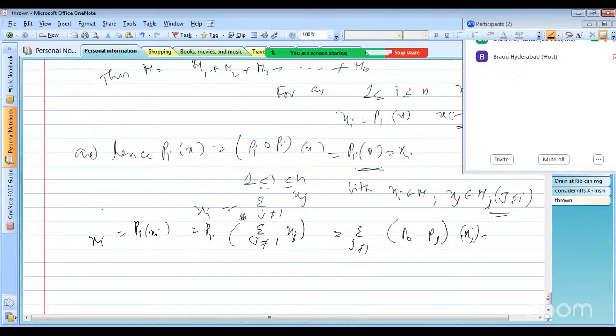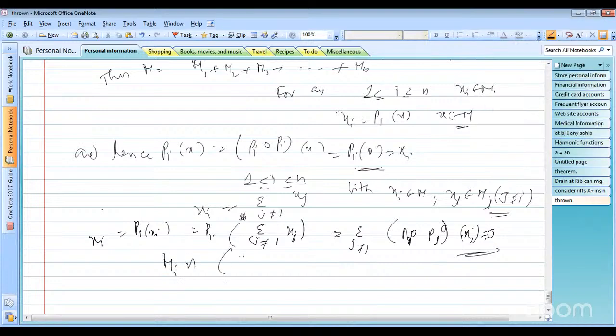P circle of phi, Pi circle of Pj into Fj is equal to 0. We know that the value is here. So therefore, Mi intersection summation of j not equal to i is 0. So we have here that N and K are submodules.